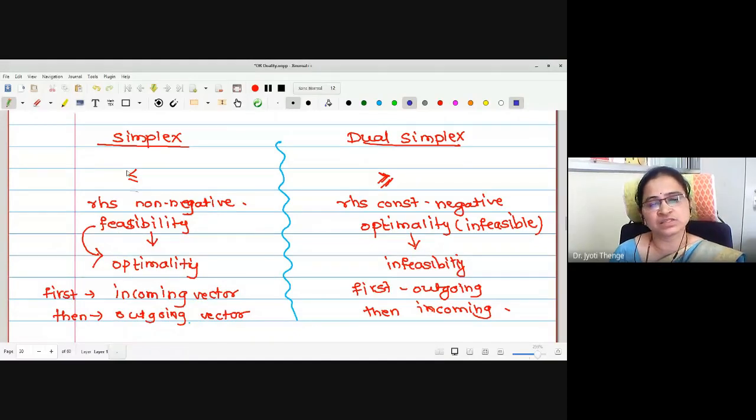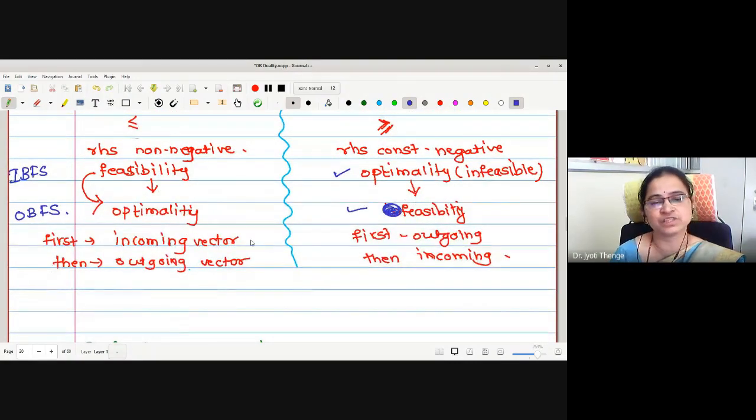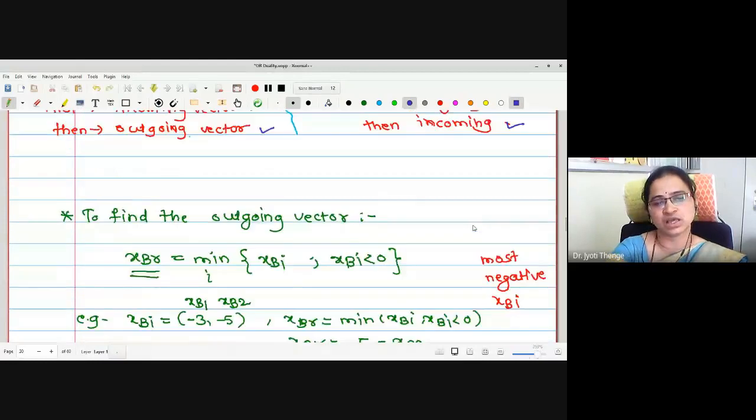In simplex method, we are starting with a feasible solution. That is, we are writing the initial basic feasible solution, and at last we are writing the optimal basic feasible solution. But in dual simplex method, we were doing exactly the complement. That is, we are starting with an optimal solution, and we are removing that infeasibility, and we are going towards the feasibility. Sorry, here I am writing infeasibility. We are going towards feasibility of the solution. In simplex method, first we are finding incoming, then outgoing. But here in dual simplex, first we are selecting outgoing, and then we are deciding what is the incoming vector.